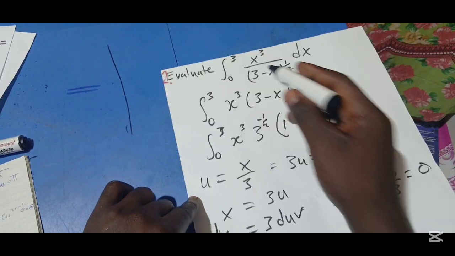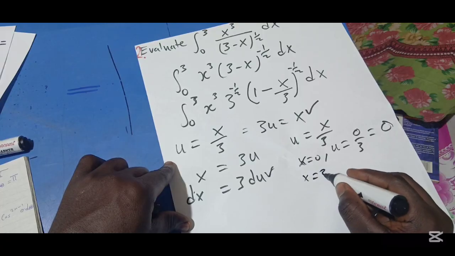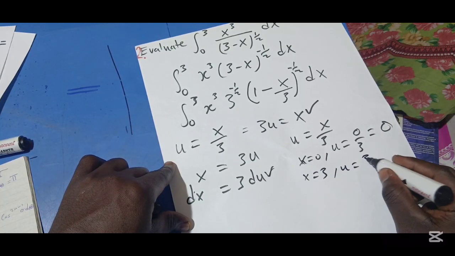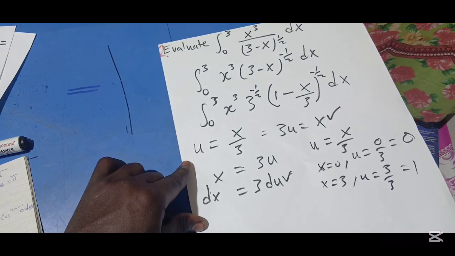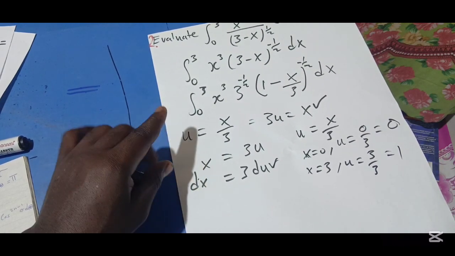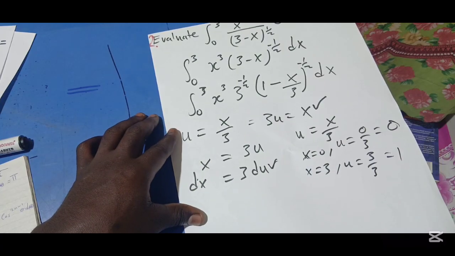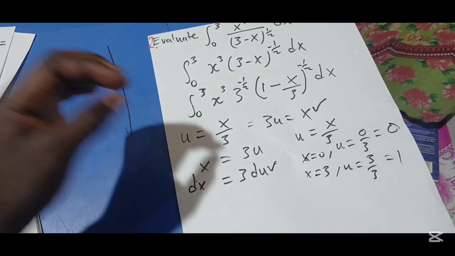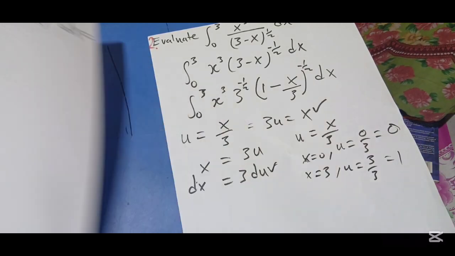So when x equal 3, what happens to our limit? x equal 3, u equal 3 on 3, which is 1, right? So now you can see that our limit has set. Our limit now is okay. It means it will start from 0 to 1, which goes with the general definition for beta functions.